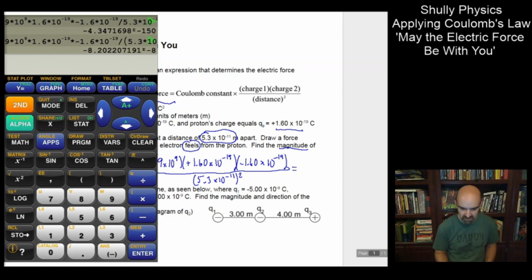Okay, so we can add that up here. Negative 8.2 times 10 to the negative 8. Now all your answers need units. So what is the unit for force? In America, you might use pounds, but we're using the international system, SI units, or SI, and that's newtons. All right, there's about 4.445 newtons in a pound.